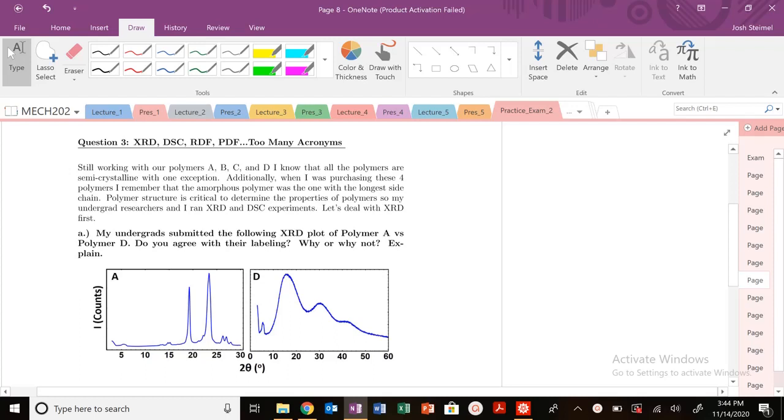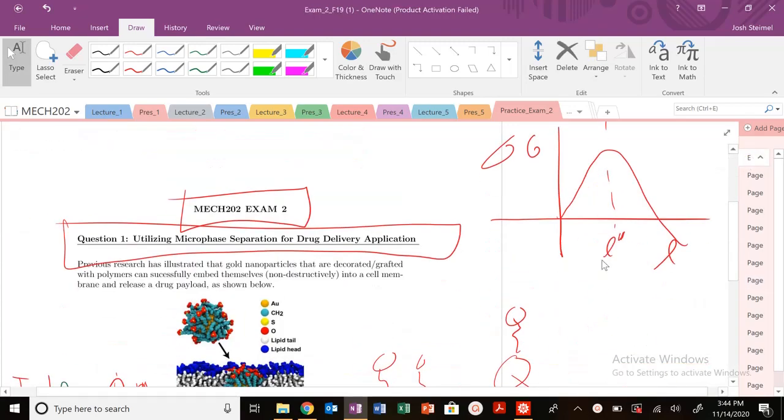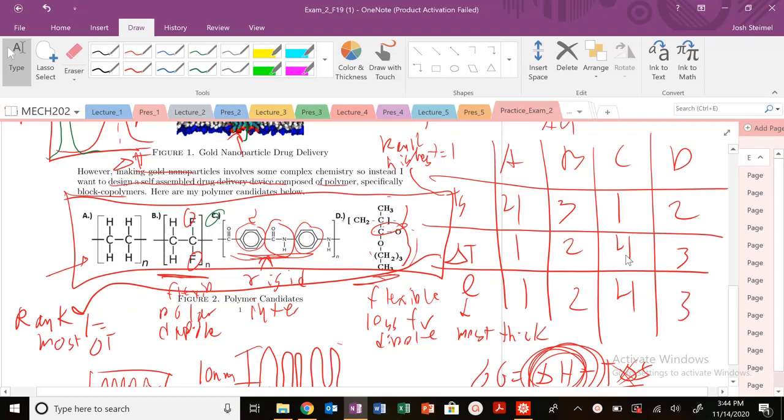We are at question 3 now, and we are looking at some of our parameters. Actually, let me change colors. We are looking at some of the techniques that we learned in this series of lectures: XRD, DSC, REF, PDF. So many acronyms here.